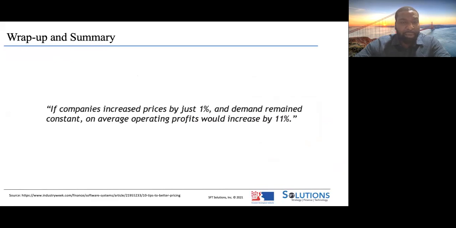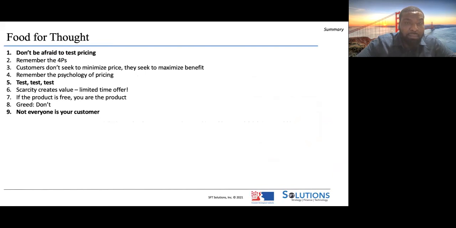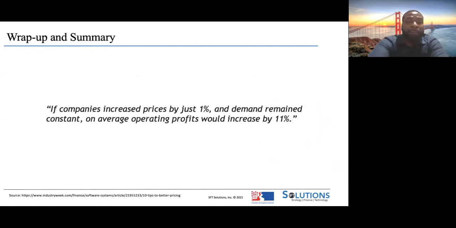So just wrapping up real quick, just remember that if you were able to increase your price by 1% and keep everything else the same, sell the same amount of units, your profit would go up by 11%. Quick question though. So you said increase it by 1%. Is that annually or? No, just one unit. So if you're selling something for $100, if you moved it up to $101, you would increase your profit by 11%.